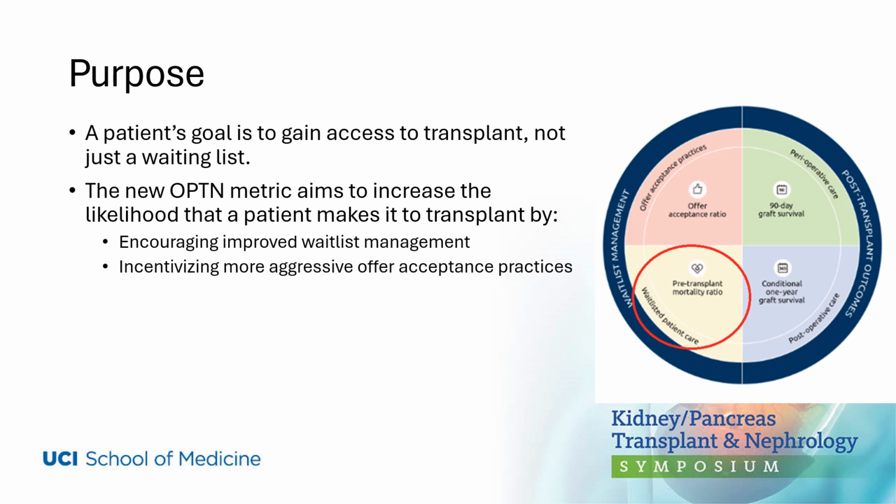In today's discussion, we will focus on one of these 4 metrics, the pre-transplant mortality ratio. This metric was developed with keeping in mind that a patient's goal is to gain access to transplant, not just a waiting list. Therefore, the new OPTN metric aims to increase the likelihood that a patient makes it to transplant by encouraging improved waitlist management and incentivizing transplant programs to have more aggressive offer acceptance practices.